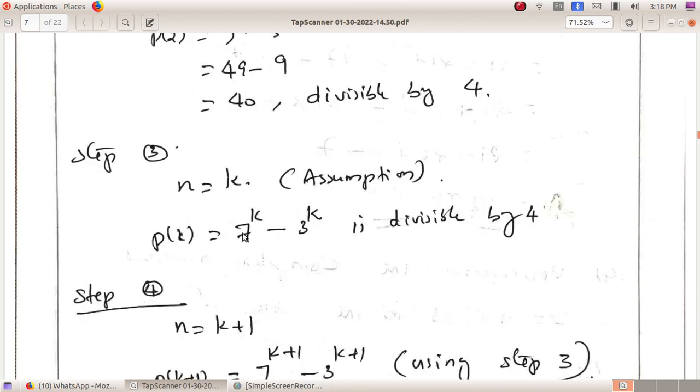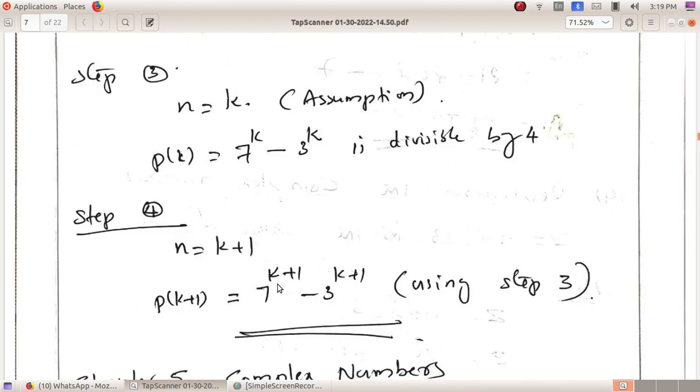So we have to prove 7 raised to k plus 1 minus 3 raised to k plus 1. So we will reach here by using step 3 by our assumption. Okay, you can stop here.